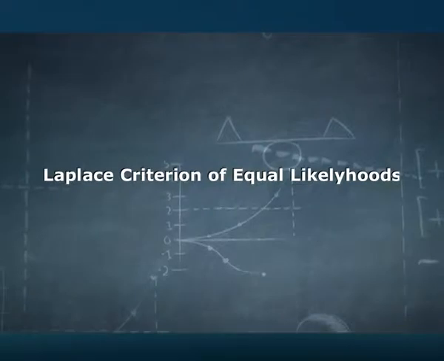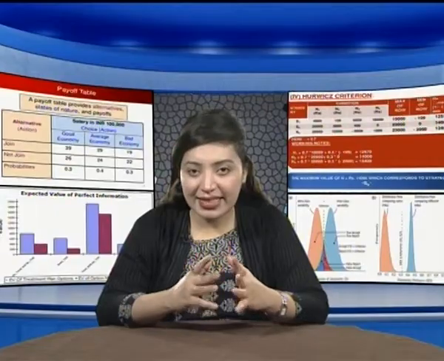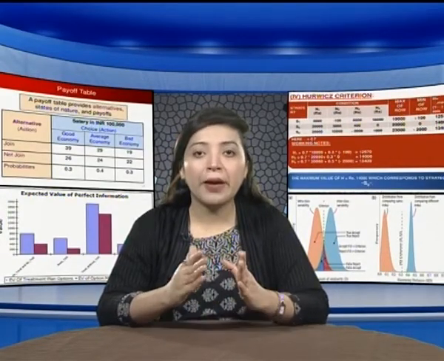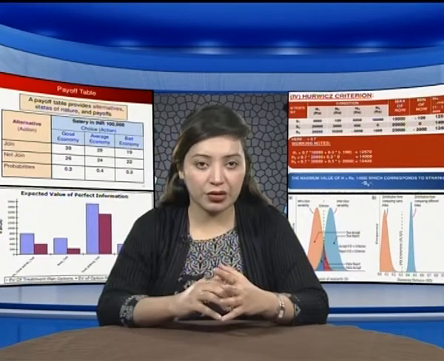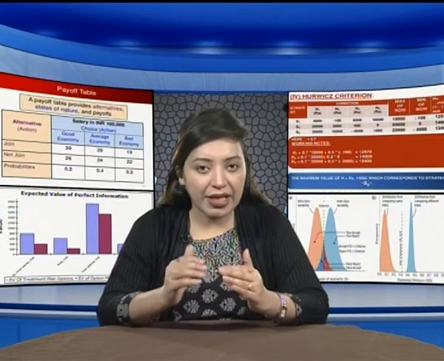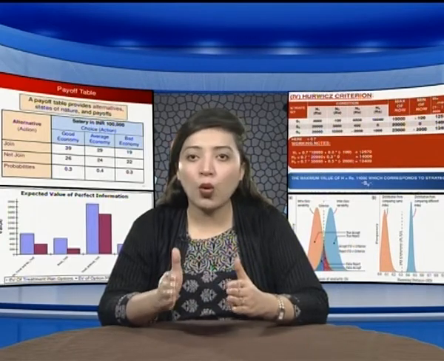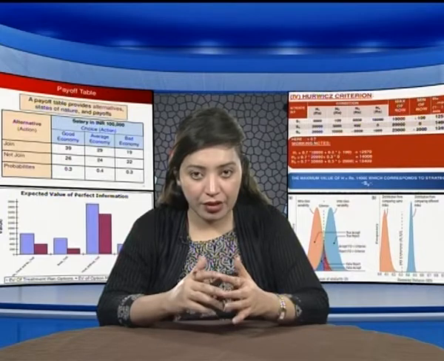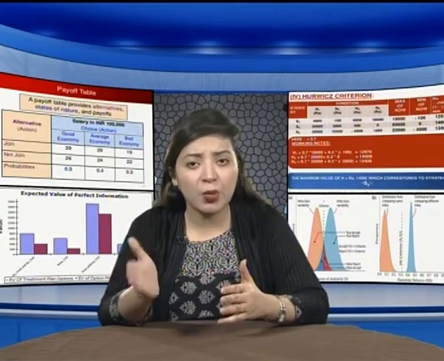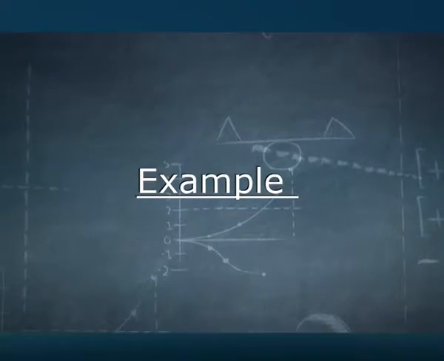Now that brings us to the next one, that is Laplace criteria of equal likelihoods. This criteria is based on the assumption that equal probability be assigned to each state of nature. Thus, if there are n states of nature, each can be assigned probability 1 by n of occurrence. Using these probabilities, we determine the expected monetary value for each act and choose the act which yields the highest expected monetary value. We'll see one example here.